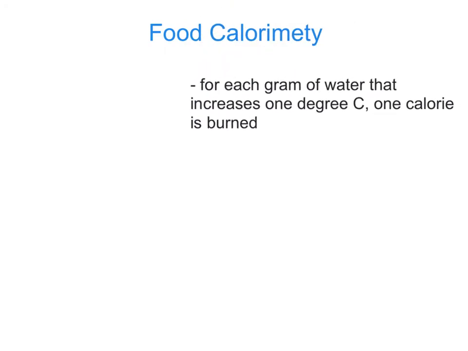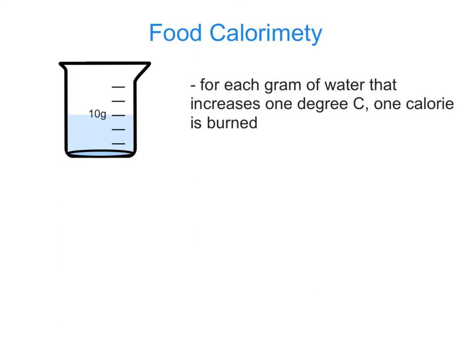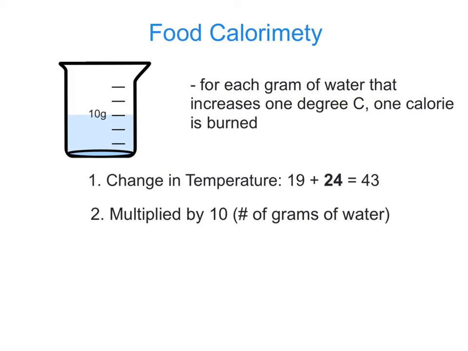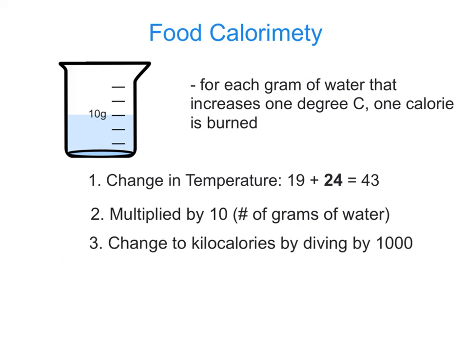So with food calorimetry, we just need to remember that when calculating it, it takes 1 calorie to raise 1 gram of water each degree Celsius. So if you have 10 grams of water, each gram is going to require 1 calorie for every degree it increases. We'll start with our change in temperature. It starts at 19 degrees and increases 24 degrees to reach 43. We need to multiply that by 10 because that's how many grams of water we have, and the water will increase by that amount. We need then to find the answer in kilocalories, because that's what the question asks for.